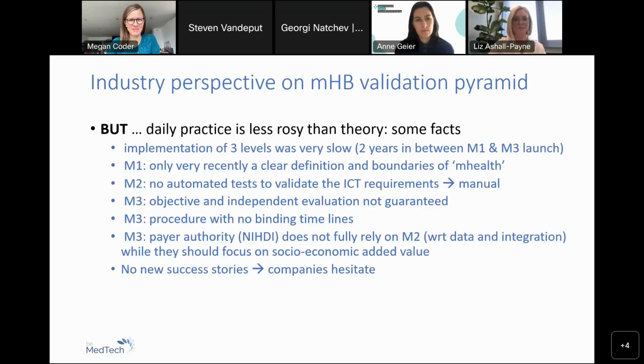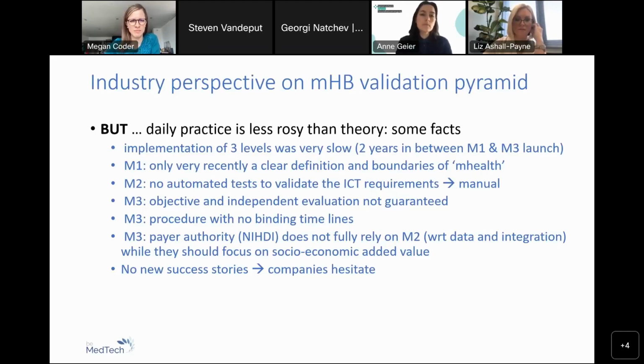But, and this is my last slide, there is also some daily practice, which is a bit less rosy than the theory. Of course, the first thing is that the implementation of the 3 levels was very slow. There have been 2 years in between the start of, I would say, having a level 1 in place, and then level 3 since the beginning of last year. Regarding level 1 and the definition, only recently is there a clear definition of what the boundary should be, and it's only limited to mHealth. So we should also be able to broaden this, for instance, to other digital therapeutics applications.